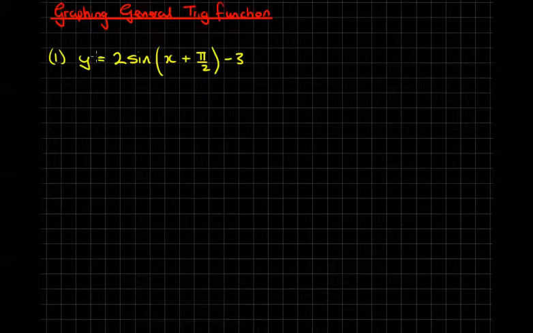Okay, so let's look at sketching the graph of general trig functions. We're asked to sketch the graph of y equals 2 sine bracket x plus pi over 2 take away 3. If we go through what we have here, first of all, this 2, remember, controls the amplitude because of the front, that's the A. So A equals 2. This is D equals minus 3, so that's going to be a shift down of 3.